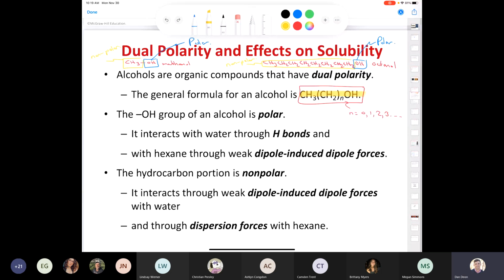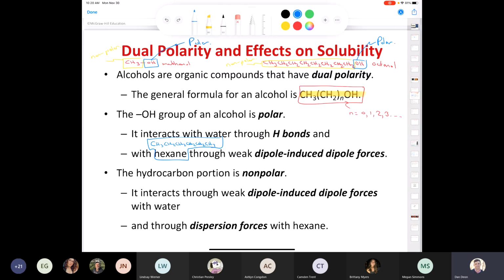But how would that OH group interact with a molecule like hexane? Now keep in mind that hexane is CH3, CH2, CH2, CH2, CH2, CH3. So that's hexane, okay? So completely non-polar, right? Only carbon-carbon and carbon-hydrogen bonds. How would it interact with the OH? Through dipole and induced dipole forces. Those are much weaker than hydrogen bonds, aren't they? Okay, so you've got to be able to evaluate these things in your mind.